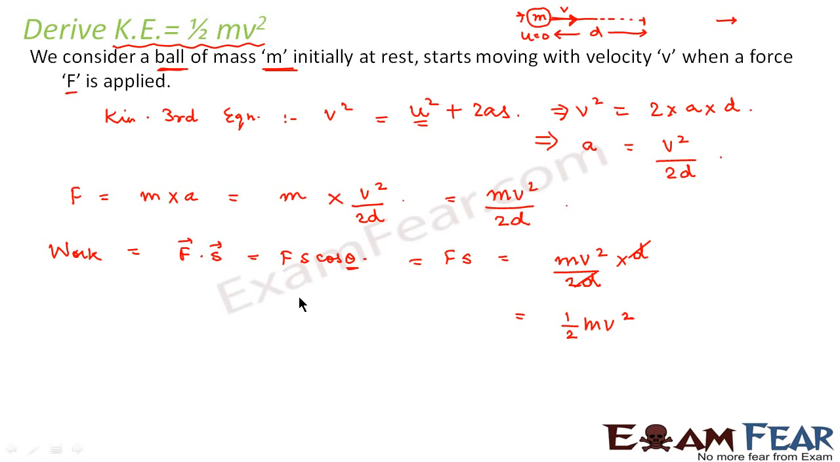So what is this? The work done in the case of a moving body is nothing but the energy which is possessed by the body when it is moving. So we can say that the kinetic energy of this body is half mv square.